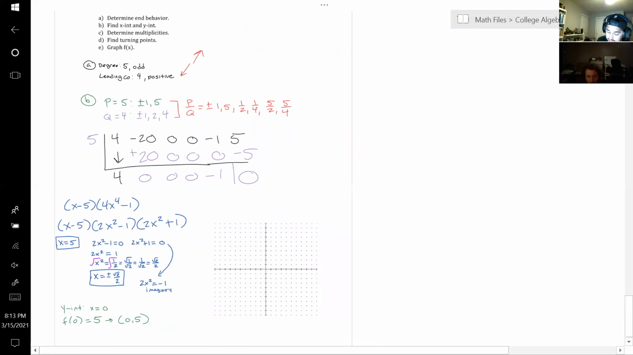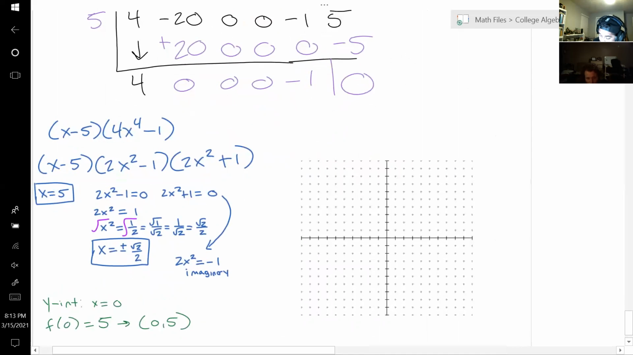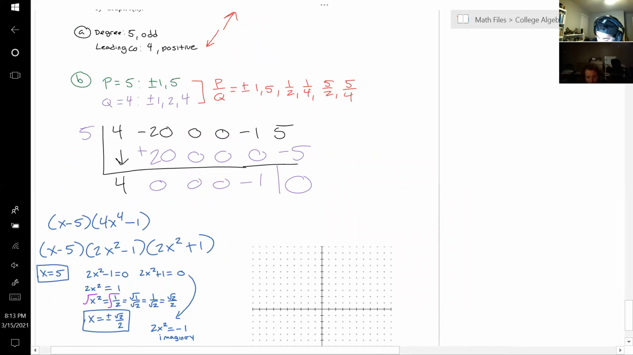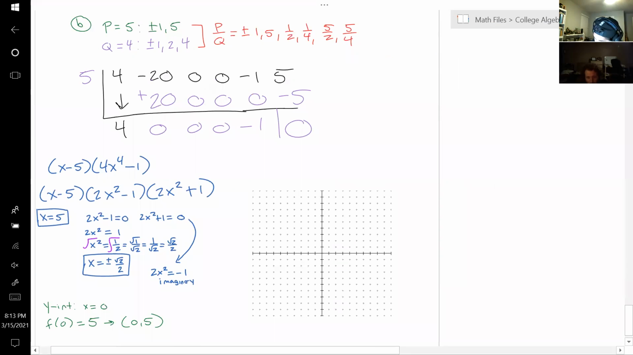Now all we have to do is determine multiplicities, turning points, and graph it. So for my zeros, I'll write it out here. For my multiplicities, you have x equals 5. How many times does that show up? Once. So this has a multiplicity of 1, which means it will cross or touch. Cross.